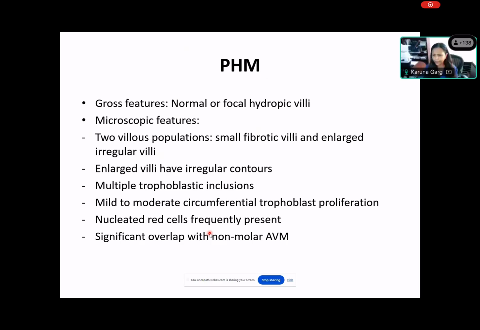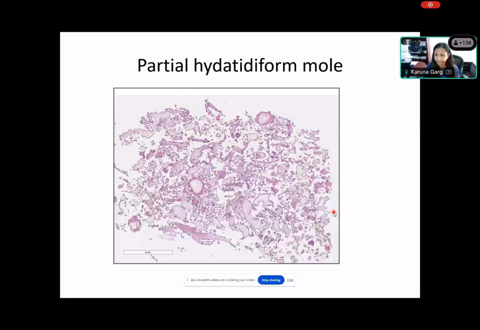When I'm looking at an abnormal villus morphology and I see nucleated red blood cells, I can pretty confidently say this is probably not a complete mole, although there are rare cases of complete moles that can have nucleated red cells. But if you're seeing nucleated red cells and abnormal villus morphology, you may be dealing with a partial mole. The other thing about partial moles is that there's a lot of morphologic overlap with non-molar abnormal villus morphology, with trisomies and so forth. We'll talk more about that in a minute.